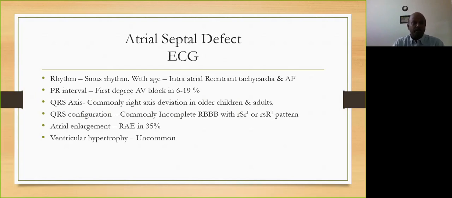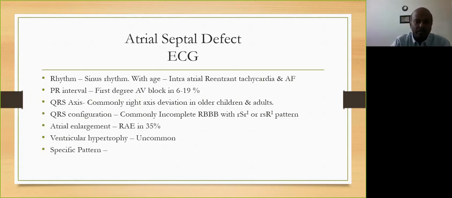Atrial enlargement can be seen, right atrial enlargement in about 35%. Ventricular hypertrophy is uncommon. And there is a specific pattern seen in the ECG of these patients, which can point to the underlying pathology. Can you name that? There's a specific sign. What is that? Crochetage sign. Yeah, that's correct.